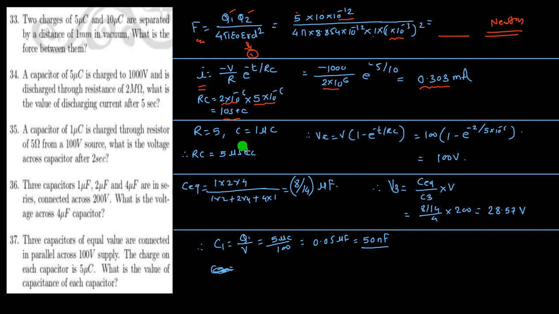A capacitor is charged through a resistance of 5 ohm. So R is 5 ohm, capacitance is 1 microfarad. So the time constant will give you 5 microseconds. We have to calculate the voltage across the capacitor at the time of 2 seconds. So time is 2 seconds divided by RC, which is 5 into 10 raised to minus 6, and applied voltage is given as 100. So if you calculate, it is 100.